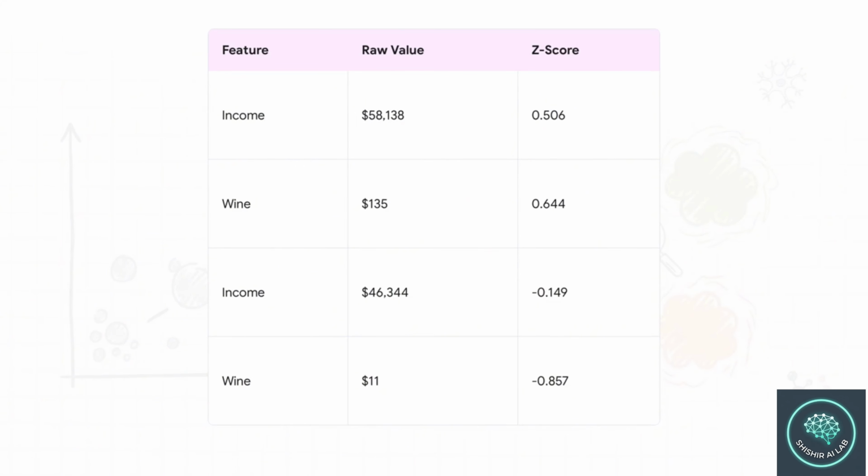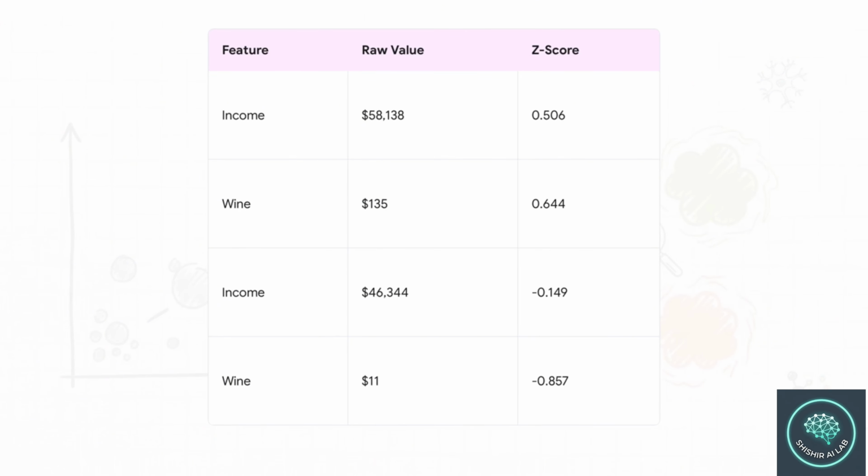But hold on, because there's a massive visual trap here. Let's look back at our retail data. A customer's income could easily be $80,000, while their wine spending might be, say, $250. If we just calculate the distance on these raw numbers, a $20,000 difference in income is going to completely obliterate a $100 difference in wine spending. It totally distorts our geometry.